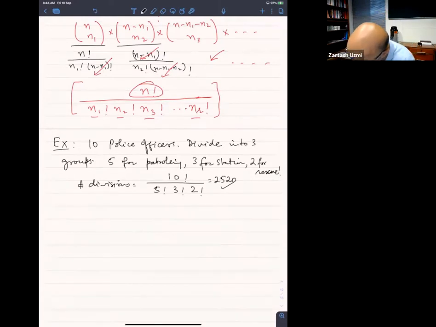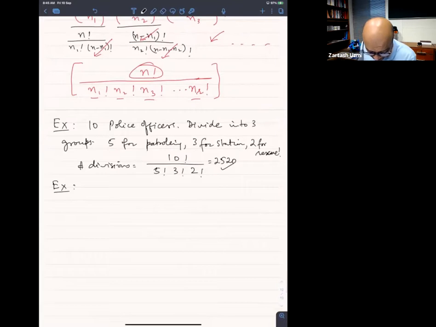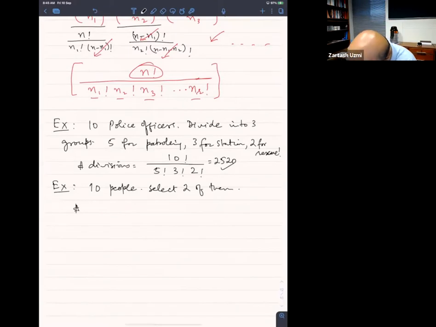I will give you another example which will tell you something very interesting to note. Let's say you have 10 people. Again, police officers nahi hai, 10 general people. Select 2 of them. Okay? And number of ways kitne honge iske? Number of ways of selecting 2 people out of 10. Sabko pata hai. How many number of ways?